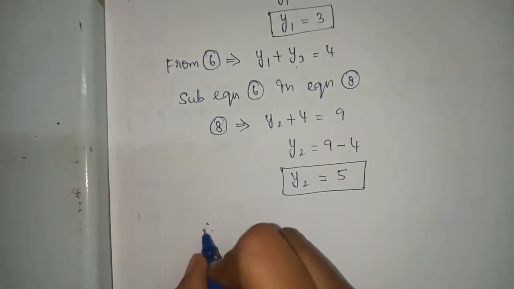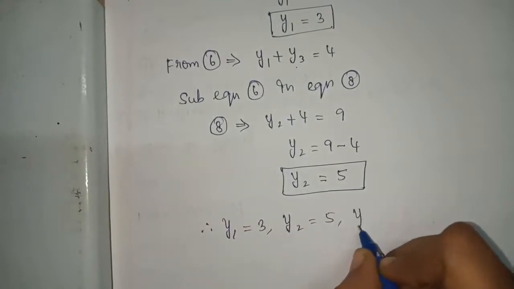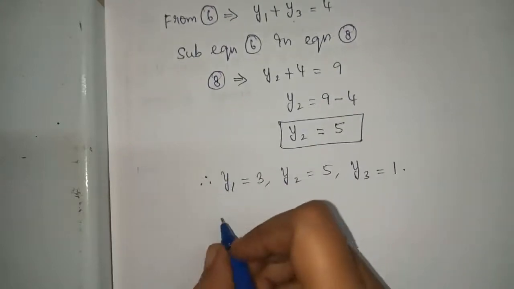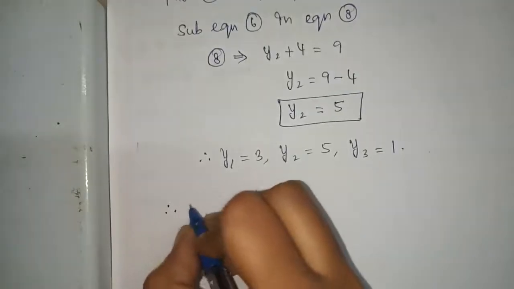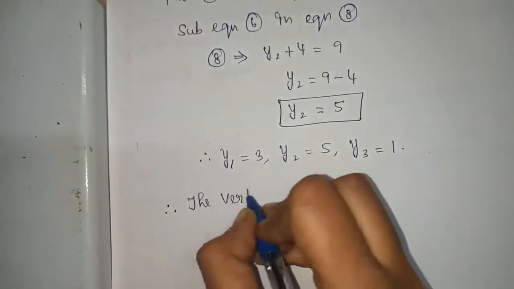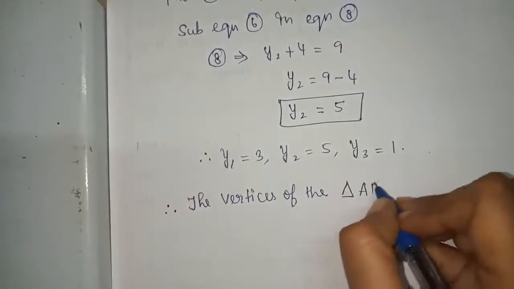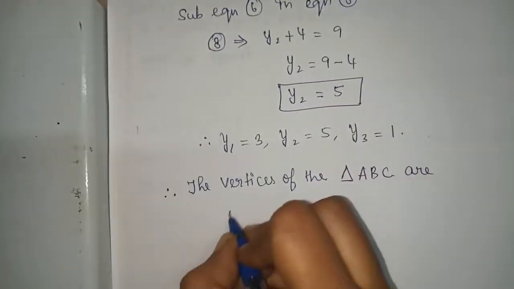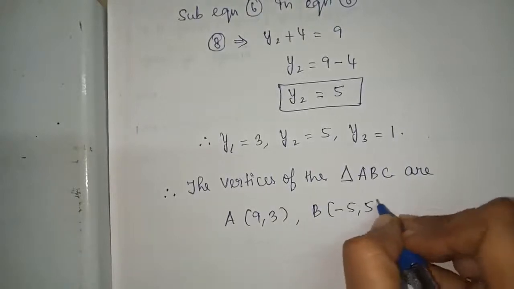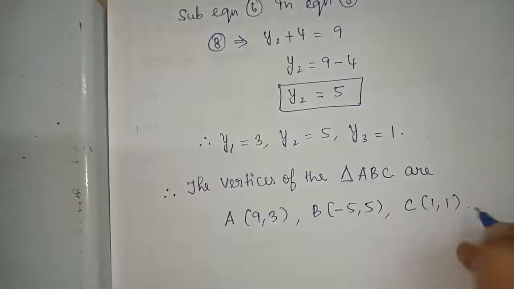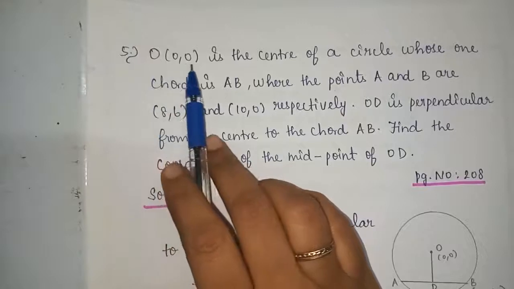So now we find the value of y1 is 3, y2 is 5 and y3 is 1. Already we found the values of x1, x2 and x3. Therefore, the vertices of the triangle ABC are A of 9, 3, B of minus 5, 5, C of 1, 1. Problem number 5 in exercise 5.3.